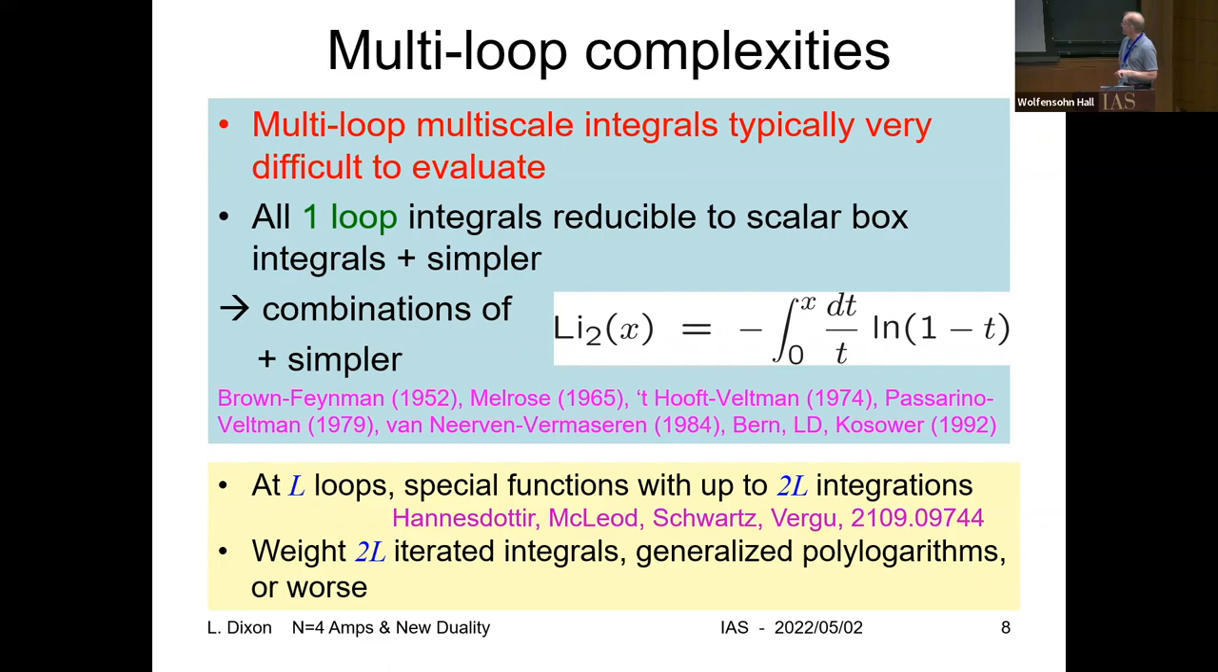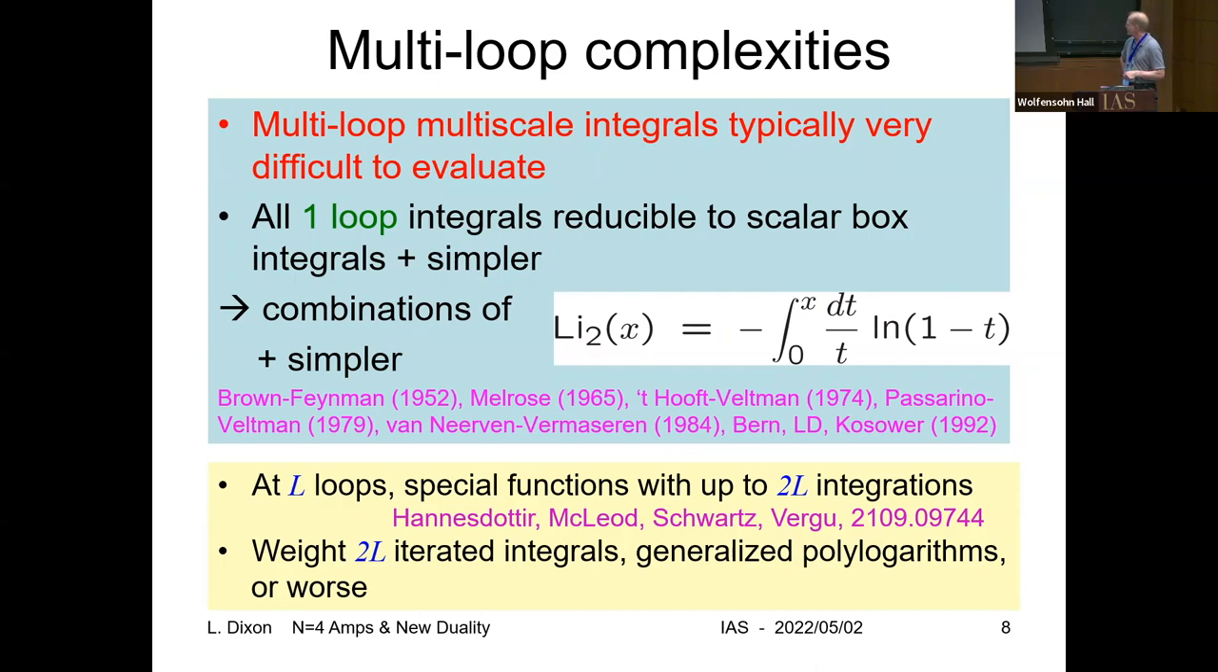And that was done in some form in dimensional regularization by 't Hooft and Veltman, and there were a number of other contributions. And basically the dilogarithm is the only special function other than the logarithm that you need for these scalar box integrals. So the space of special functions that you need is quite limited. But as soon as you go to higher loops, you get a much bigger can of worms.